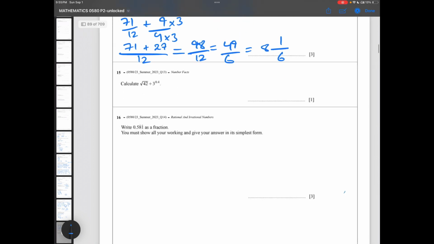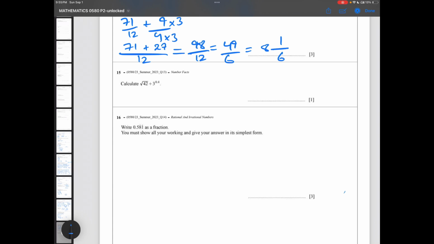Let's move to question number 15. Question number 15 says square root 42 plus 3 to the power 0.4. We will just be doing this question using a calculator, okay?